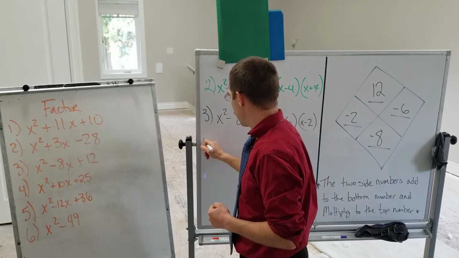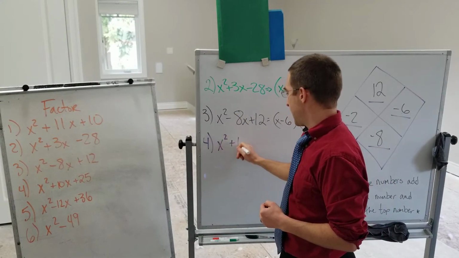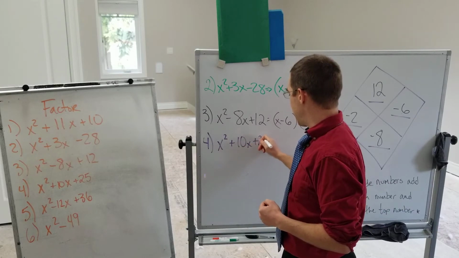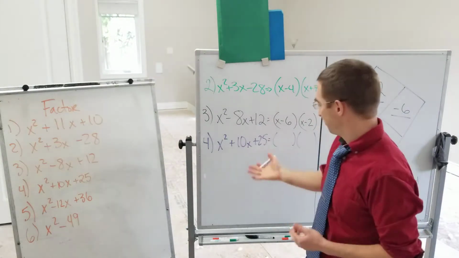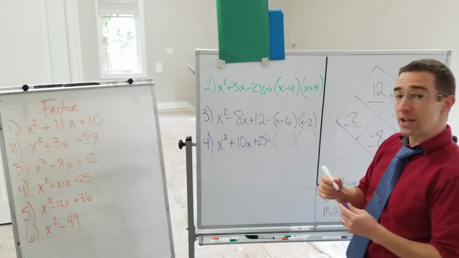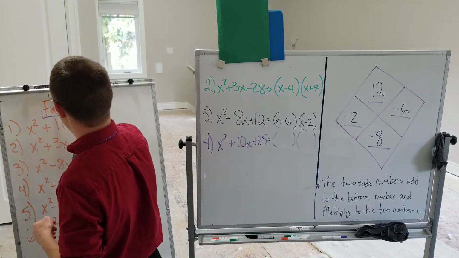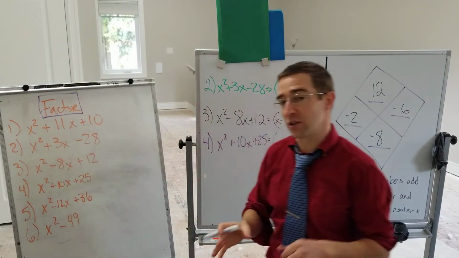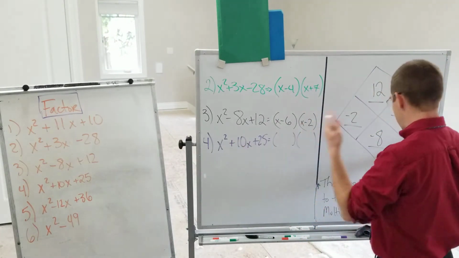All right, let's look at problem 4 here. We've got x squared plus 10x plus 25. Go ahead and pause the video and just try this one. Factor that. What multiplication problem do we get out of this? And sorry, I don't know if I've been saying this enough, but for all of these problems, the instructions are to factor. So go ahead and pause the video, try that problem, and then I'll go over it.